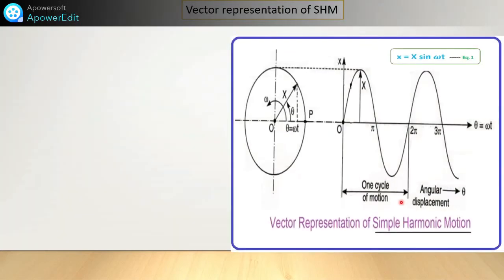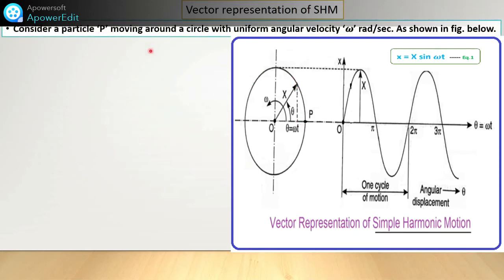You know this, okay? And we'll go for the vector representation of SHM. Suppose this is a particle which is moving in circular motion. Okay, so this P is the point, moving in the circular motion, which will follow like this.